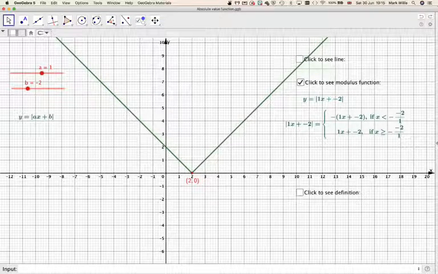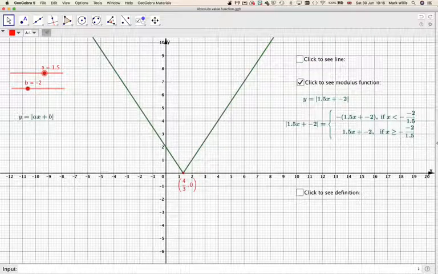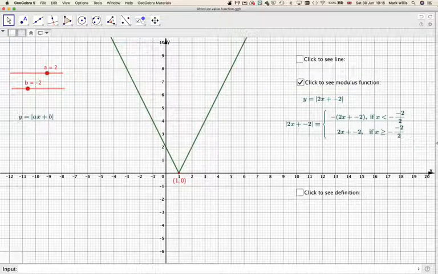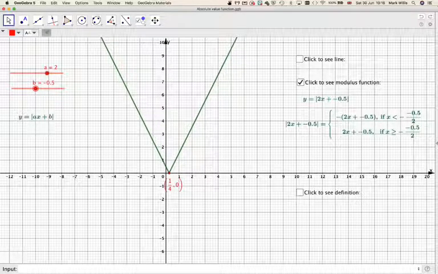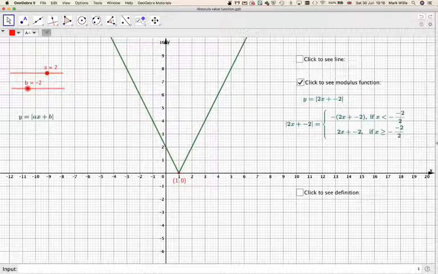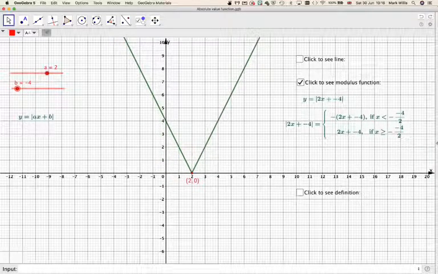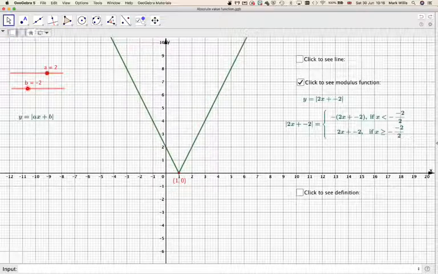Now, if you put an a in front of it, all that does is have the effect of stretching it, basically. And what we've got here is an absolute value function where it's much steeper. And again, moving this along here has an effect as well. So this is what we have as the absolute value function.